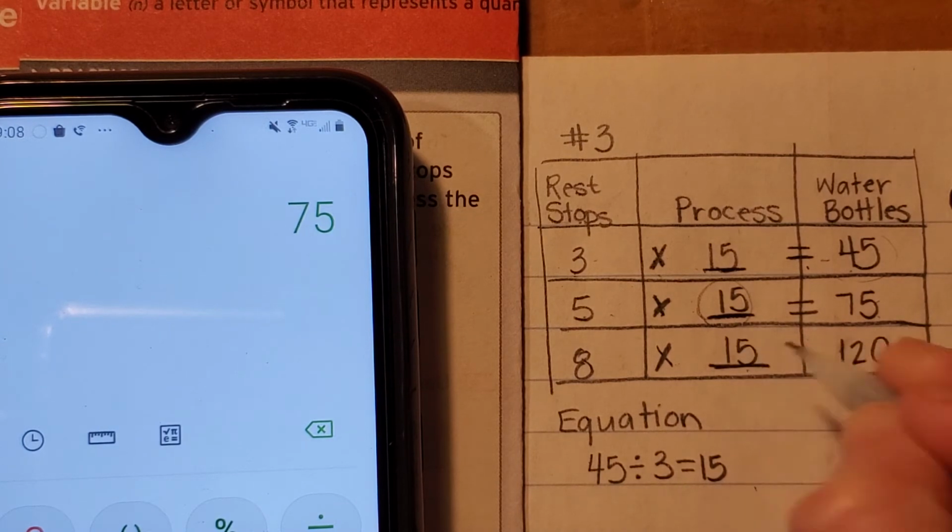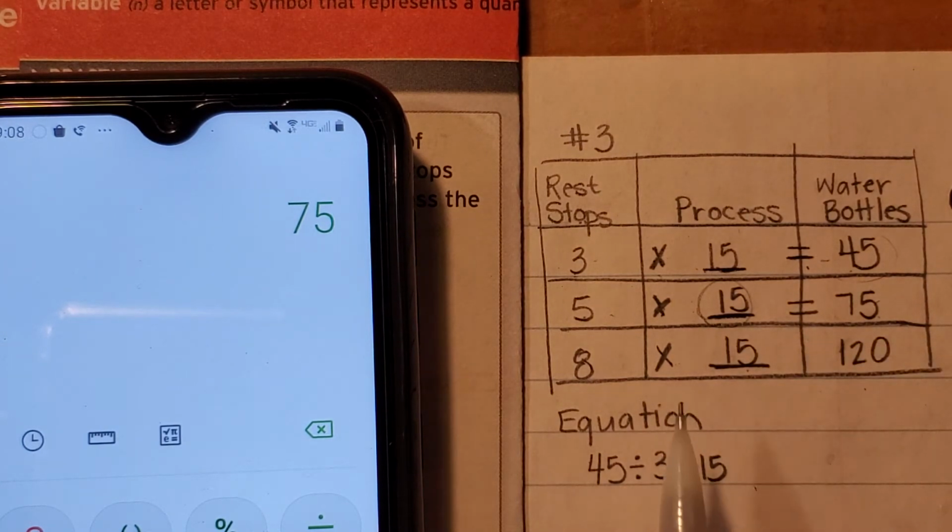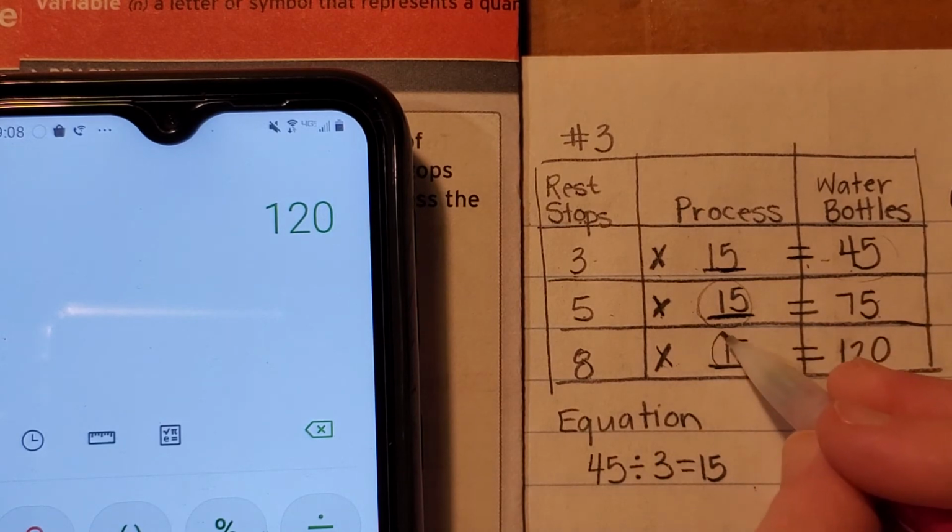15 is correct. We have to use that same process. Let's plug it into our calculator to see if that's correct. 8 times 15, does that equal 120? It does. We have found our process.